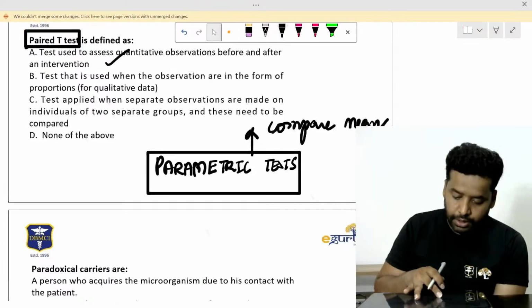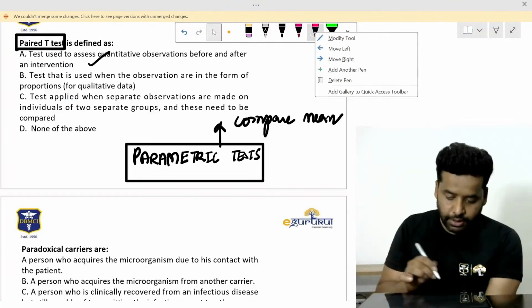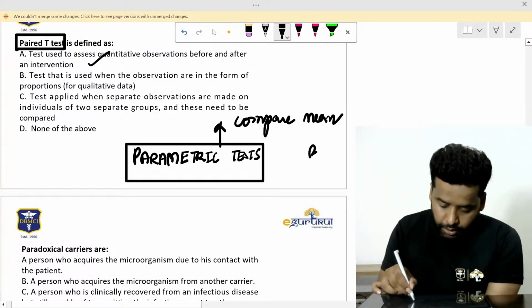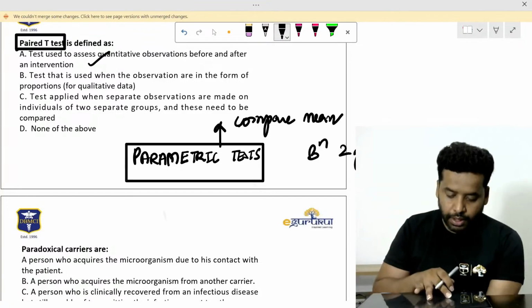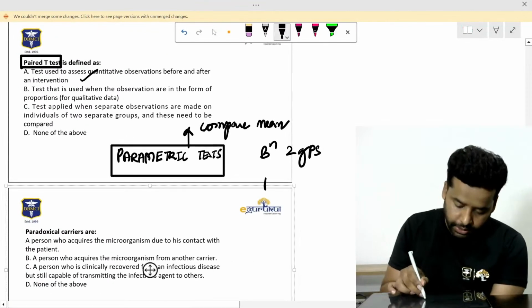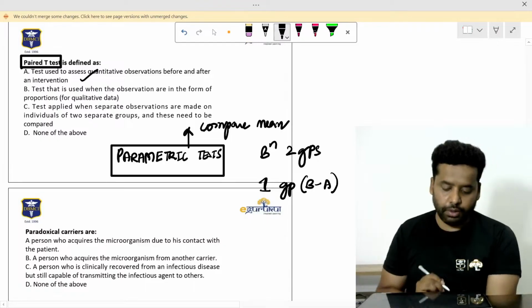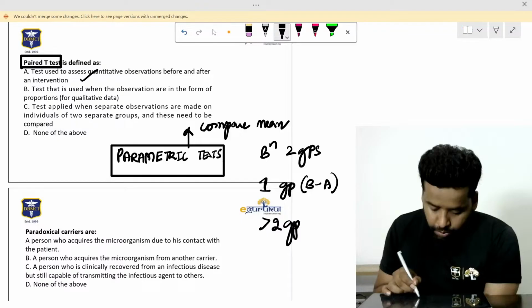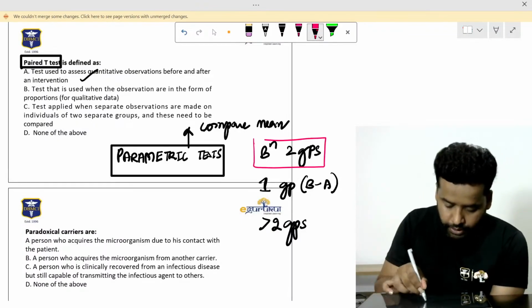So tell me the mnemonic for parametric test, what we have discussed in the classes. If it is there in the notes, yes, tell me. Good. Between two groups, what test? Mean, I am telling. Between two groups, what test? One group before intervention, after intervention, what test? More than two groups, what test? Answer my question.